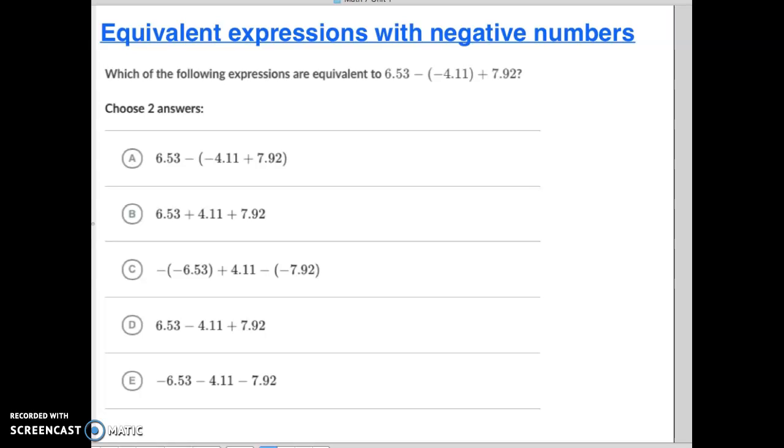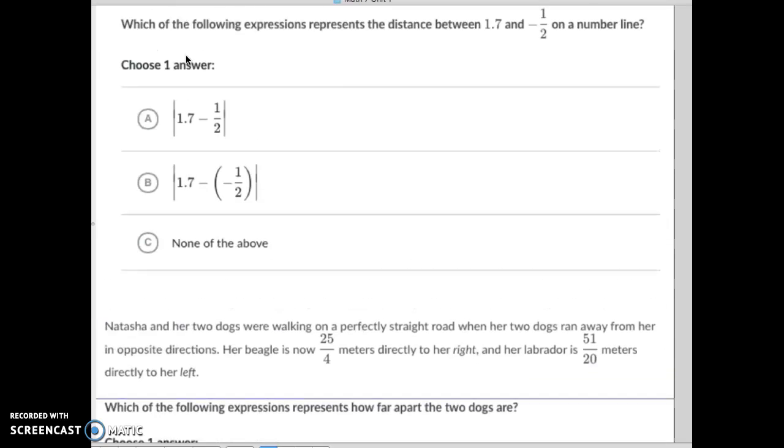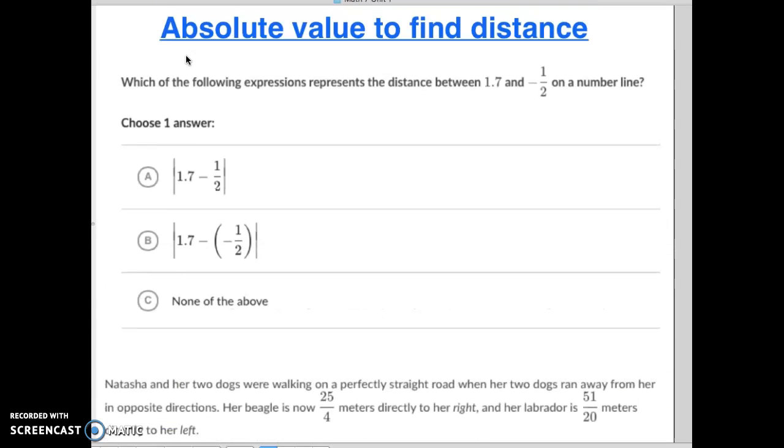So today's Khan Academy that you're doing is called Equivalent Expressions with Negative Numbers. And you also have another one that you're doing, which we're going to cover first, called Absolute Value to Find Distance. So we're doing two of them. The first one, Absolute Value to Find Distance.